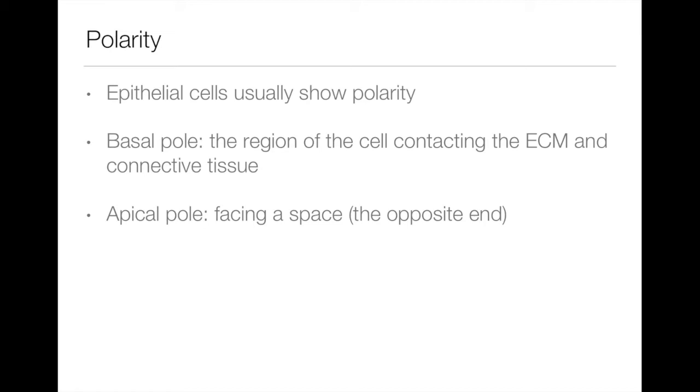The basal pole is the region of the cell which contacts the ECM, the extracellular matrix, and the connective tissue, where the cells step on. We will see pictures later. The apical pole is facing a space, the lumen of the organ they line. Now, if this is a blood vessel, this space here is called the lumen. If this is the small intestine, the space here is called the lumen. So when you see the term lumen, don't start looking in the dictionaries. It is this hollow space inside a tube, let's say.